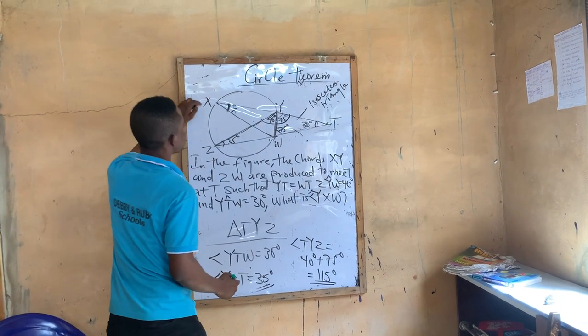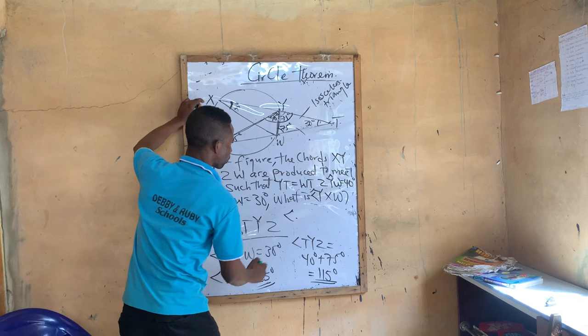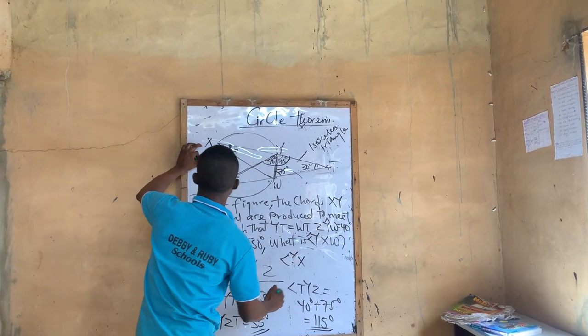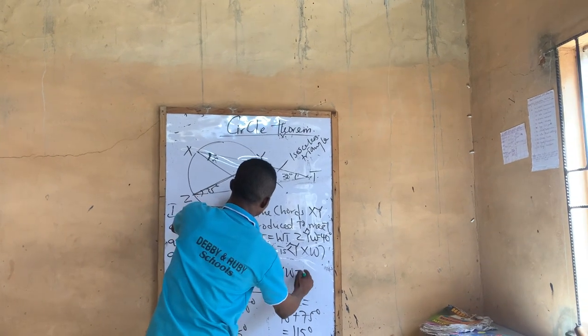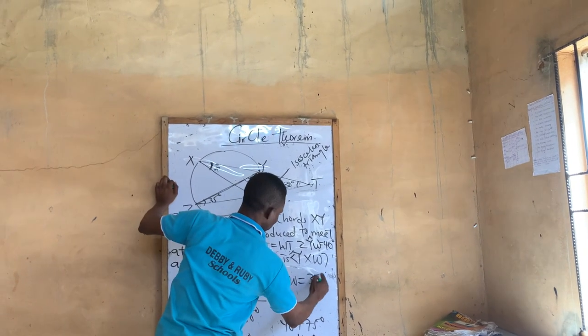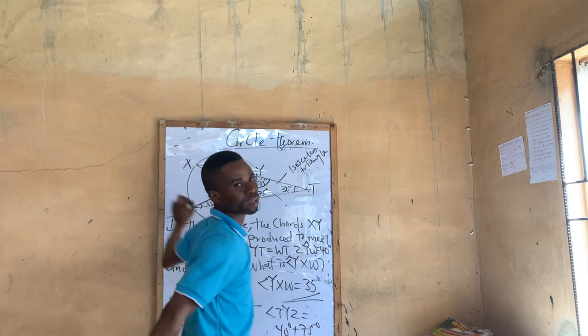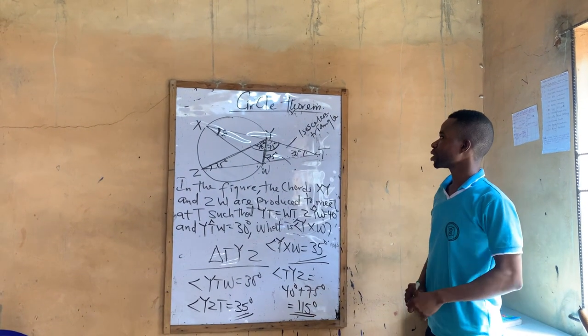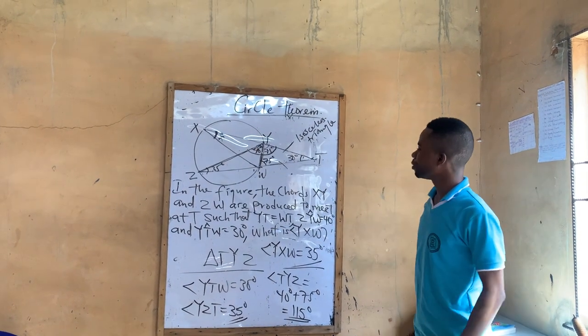I'm looking for angle YXW, which is also 35 degrees. Angles in the same segment of a circle are always equal. That's giving me 35 degrees.